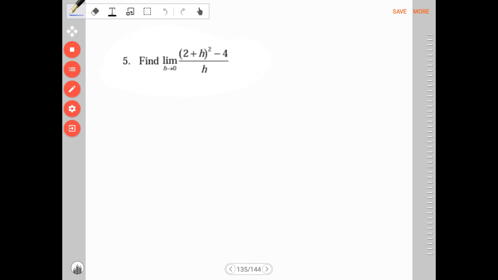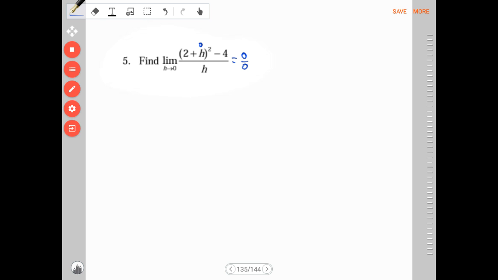Okay, so number 5. This one's a little bit different. Now you don't know this obviously yet, but this is actually one of the forms of finding a derivative later on. So anyways, it's not a coincidence that the form looks like this. If we put in 0, 2 plus 0 is 2, 2 squared is 4, 4 minus 4 is 0, and then of course h is 0, so this is one of those 0 over 0 limits.